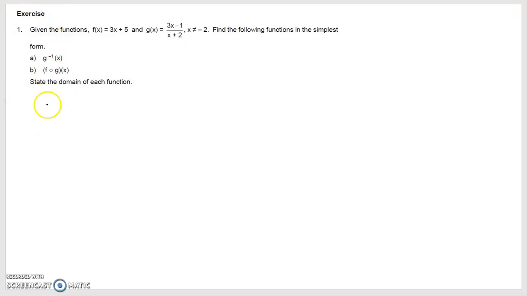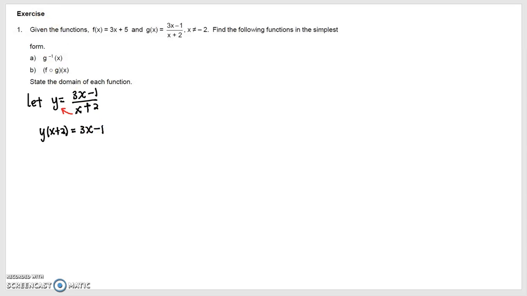So in order to find the g inverse, first we let y equals to the fraction 3x minus 1 over x plus 2. So we will start with y and we will end with x. So next step, suppose that I multiply the denominator to the left hand side. So it will become y(x plus 2) is equals to 3x minus 1.